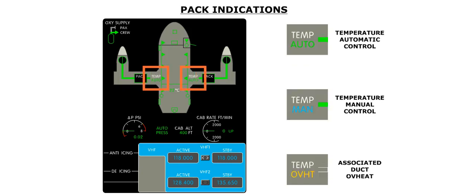The temperature control mode is displayed on the inboard side of each pack icon. A green auto label indicates that the associated pack temperature control is in the automatic mode. A cyan manual label indicates that the associated pack temperature is controlled manually. An amber overheat label indicates that the associated duct is overheating.